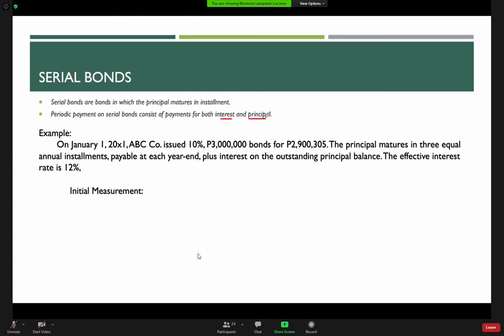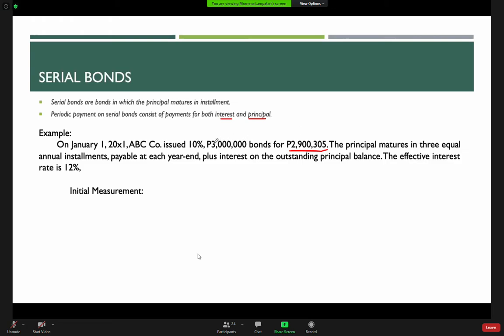Okay, so meron tayong example dito para mas maintindihan natin. So, the company issued 10%, 3 million bonds for 2,900,305. So, this is the price of the bond. So, binigay na niya sa atin yung carrying value ng bond at initial measurement. Okay? So, the principal mature in 3 equal annual installments. So, every year, nagbabayad tayo ng principal ng bond. So, equal daw, sabi niya equal. So, you will have an equal payment for 3 years.